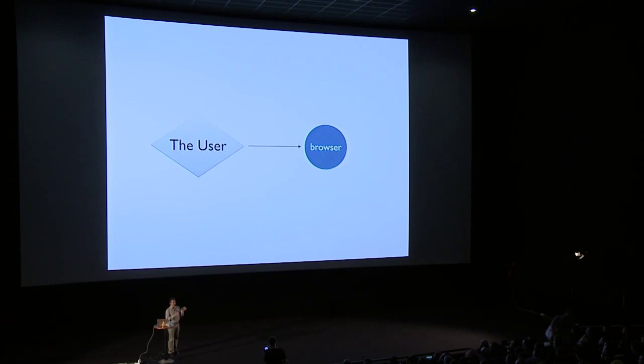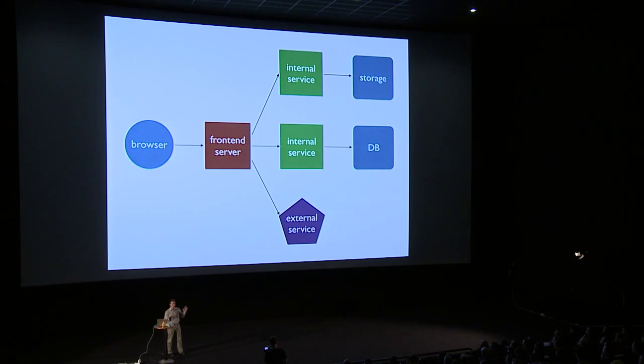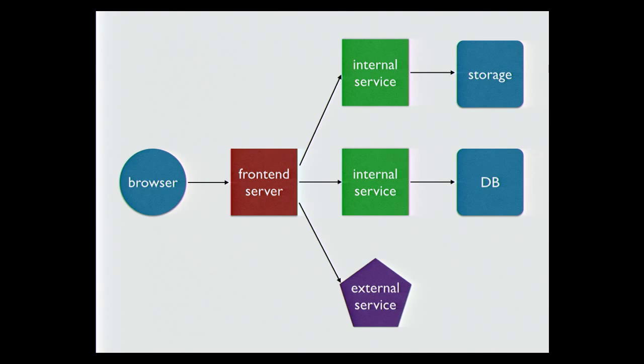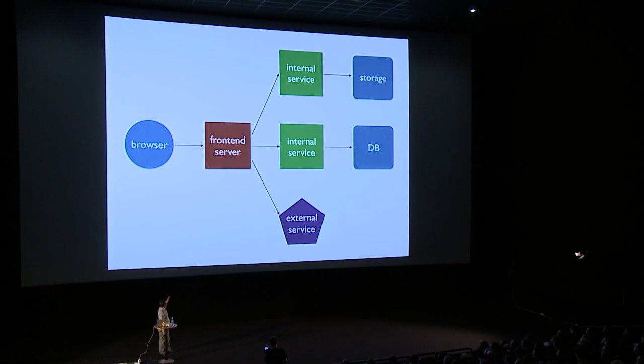The human user only interacts with the browser, but behind this web browser, there is a whole lot of infrastructure needed to make all of this work. And we all know that. So the web browser makes typically an HTTP request to some front-end server. And this front-end server will not deal with requests directly, typically. It will dispatch to internal services for handling these requests.